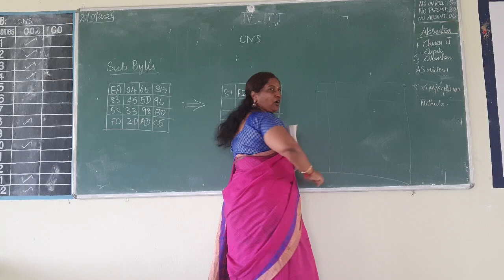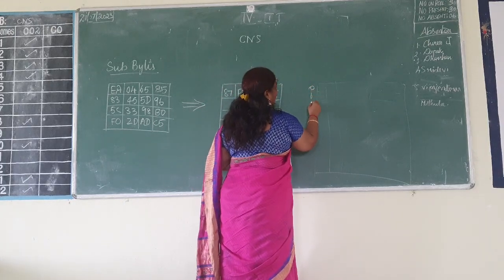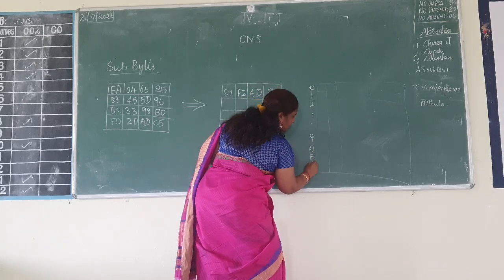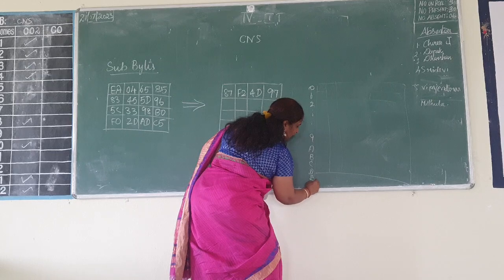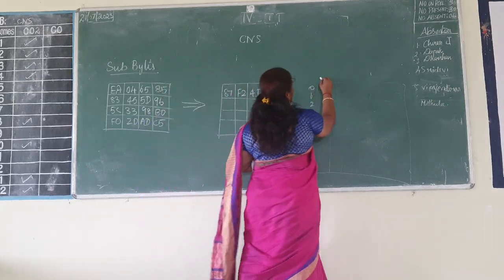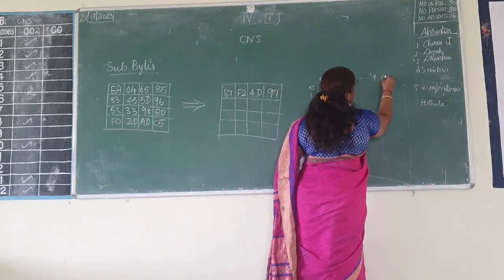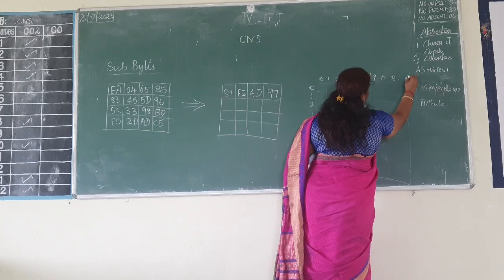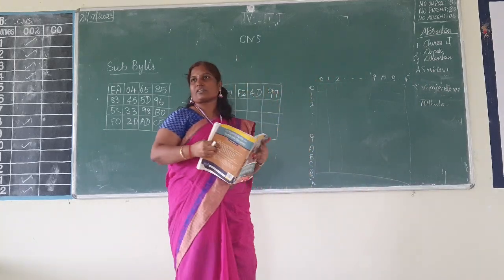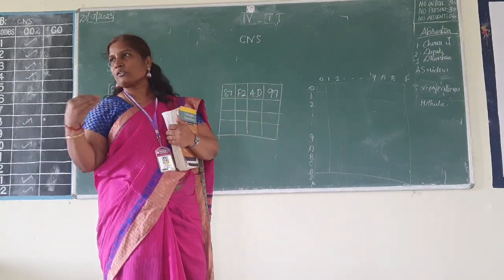rows and 16 columns. Here it will start from 0, 1, 2, etc. 9. After that A, B, C, D, E, F, as it is hexadecimal. Similarly on this side also 0, 1, 2, 3, etc. 9. After that A, B, etc. F. So for all those things the S box is constructed. There is a strategy to construct the S box which we are not going to do.